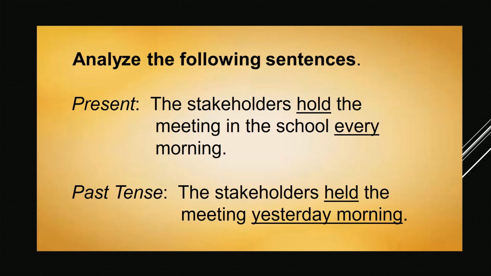In the past tense, we say the stakeholders held the meeting yesterday morning. Look, the subject of the sentence is stakeholders. The verb, this is an irregular verb. In the present tense, we say hold, but since this is an irregular verb, we change its spelling. It became held because the action happened yesterday morning. So the stakeholders held the meeting yesterday morning.